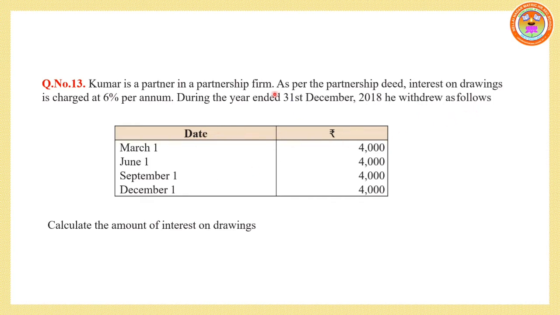So he has also withdrawn money from the business on irregular dates, but the amount is the same. March 1, 4,000; June 1, 4,000; September 1, 4,000; December 1, 4,000. Calculate the amount of interest on drawings. So we have to calculate interest on drawings of Kumar.